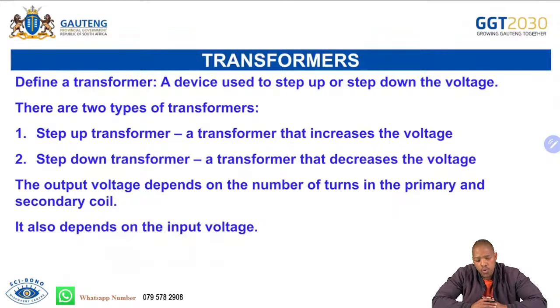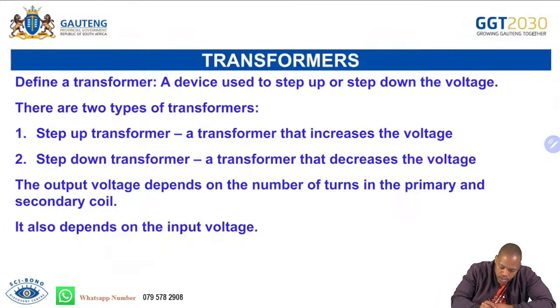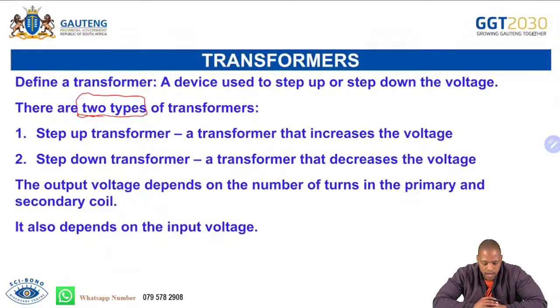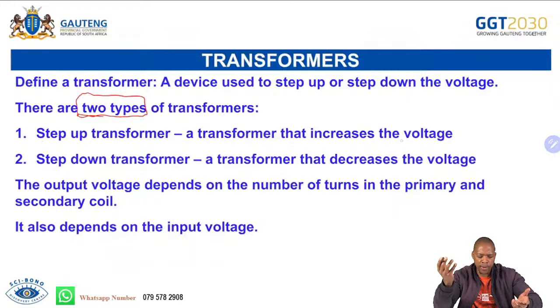We must also know, Grade 12, that there are 2 types as well. There are 2 types of transformers, as there are 2 types of generators. The first type is a step-up transformer. And what does a step-up transformer do? As the word itself says, step up. It is there to do what? To increase the voltage. So it's a transformer that increases the voltage. We start with a smaller voltage and end with a higher voltage, smaller to bigger or greater.